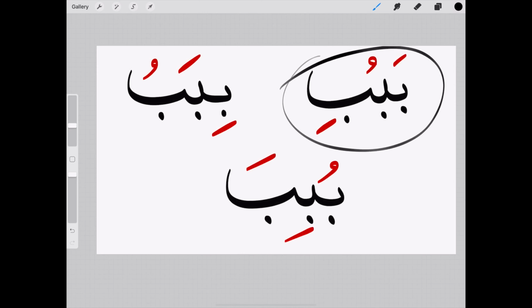The first short vowel is a fatha, ba. The second short vowel is a dhamma, bu. The third short vowel is a kasra, bi. So if we want to pronounce this imaginary or false word, we pronounce it as babubi, babubi. Try that, babubi.